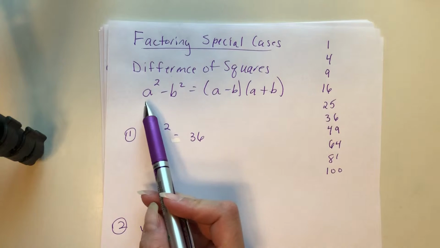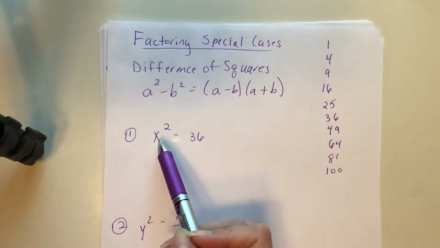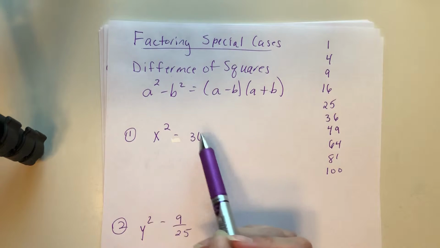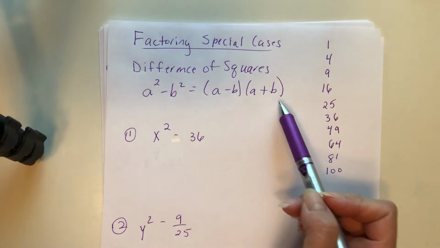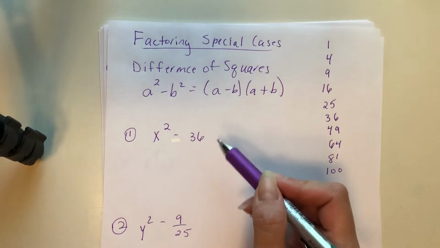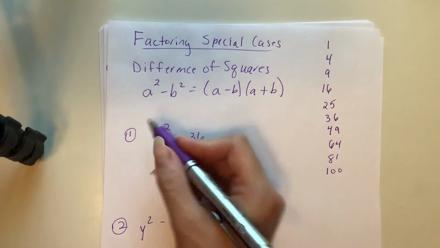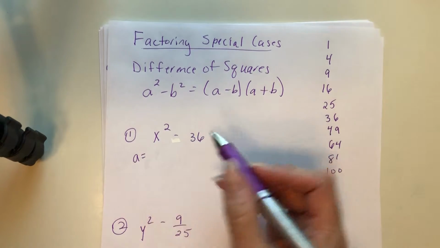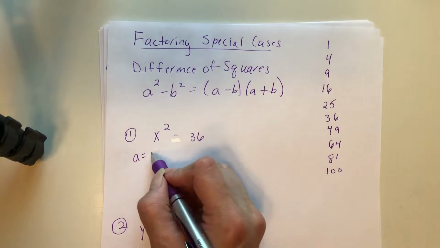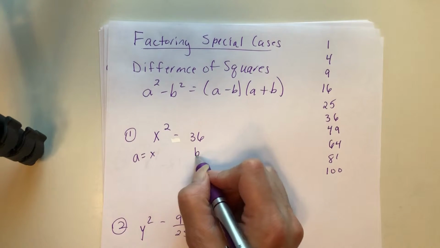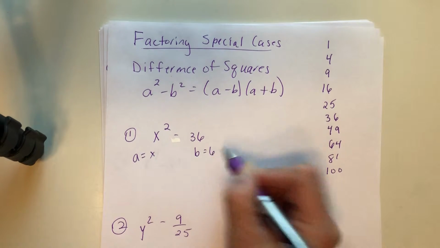Anytime you're subtracting two perfect squares, it always breaks down as basically the square root of the first term minus the square root of the second term, and then the square root of the first term plus the square root of the second term. So the first step is to determine what do A and B represent. A is whatever I have to square to give me my first term. So if my first term is x squared, then A is x. B is whatever I can square to give me my 36. So that would be 6.